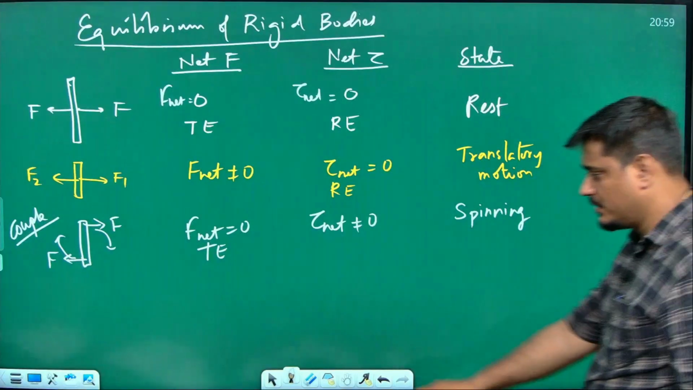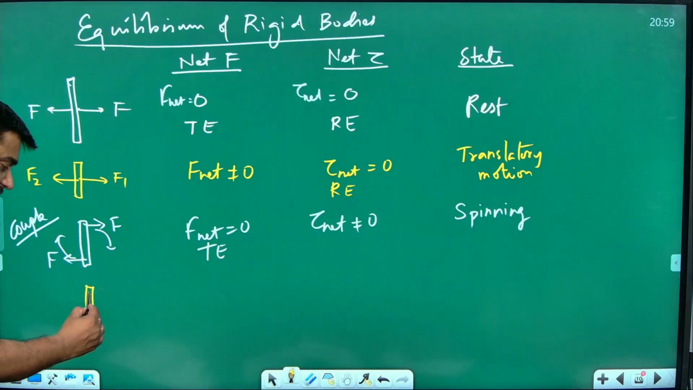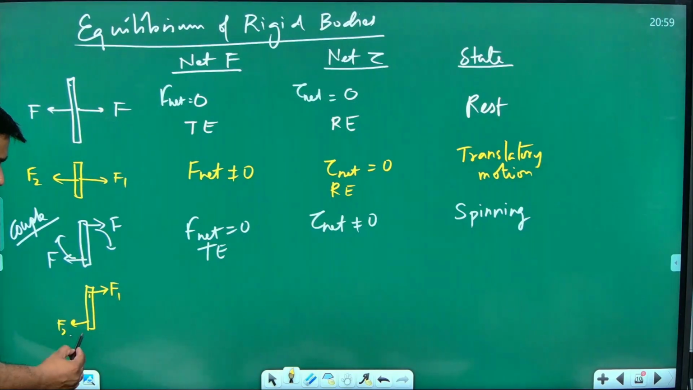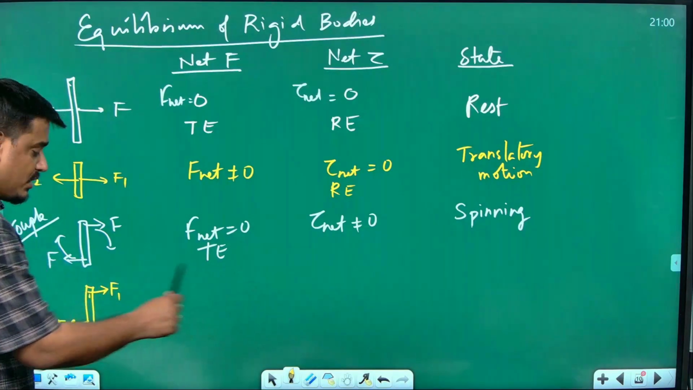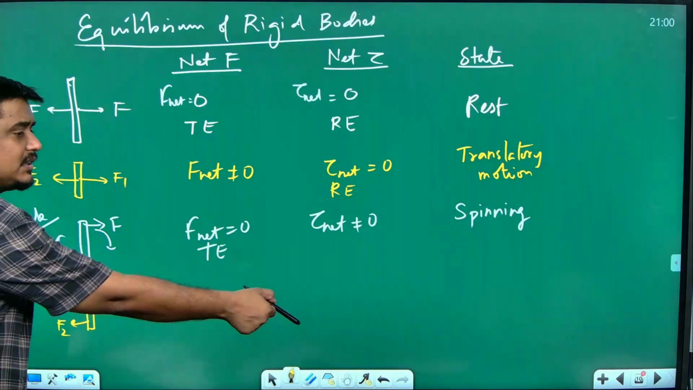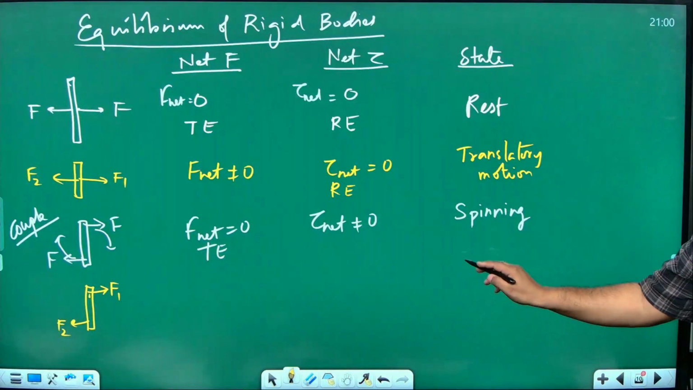Now the fourth condition. The fourth condition is when you have a body with forces which are unequal, opposite, and acting in different lines of action. Depending upon whether F1 is more than F2 or F2 is more than F1, the body may move this way or that way. If F2 is more than F1, the body will go like this. If F1 is more than F2, the body will go like this. So there will be translatory motion also, and rotational motion also. The body will be rolling.